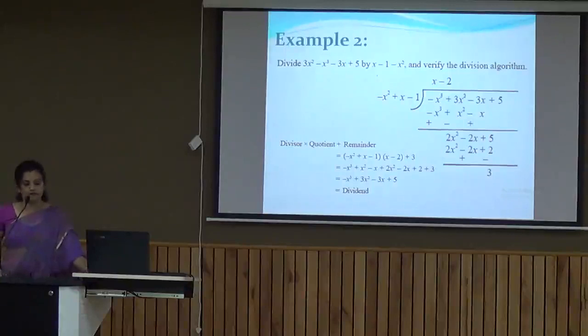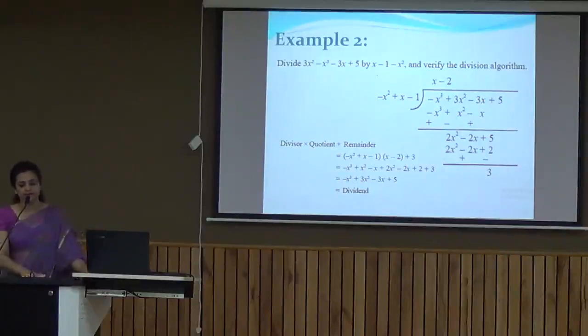Example 2. Divide the given polynomial and verify the division algorithm. Now take a second and look at the polynomial: 3x² − x³ − 3x + 5. Can we divide it like this? You can very well divide like this. But I always suggest, as a tip, always make the divisor and the dividend both be in descending order. That's a very valid tip that I'm going to give you.